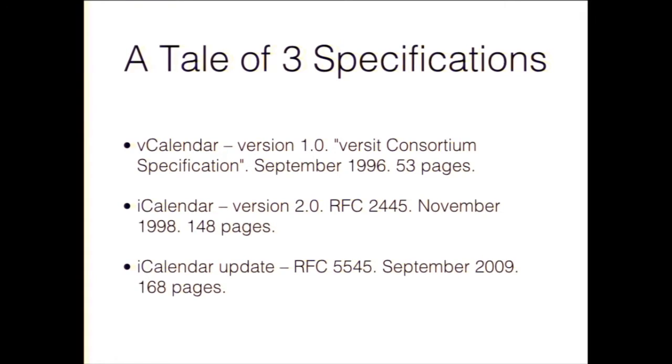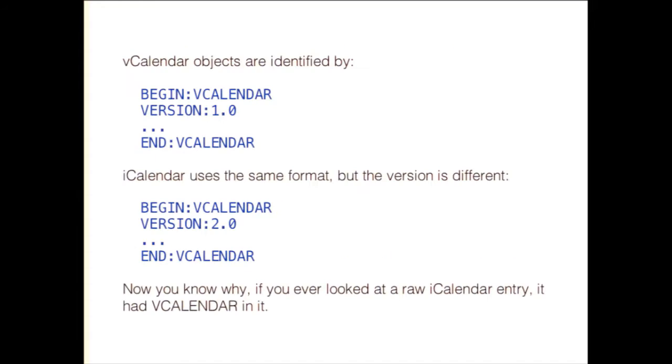26 months later, they came out with version 2 and renamed it iCalendar. It's RFC 2445. It ballooned in size to 148 pages, and then 11 years later, they updated it. The vCalendar objects are identified by this. iCalendar uses the same format, but the version is different.